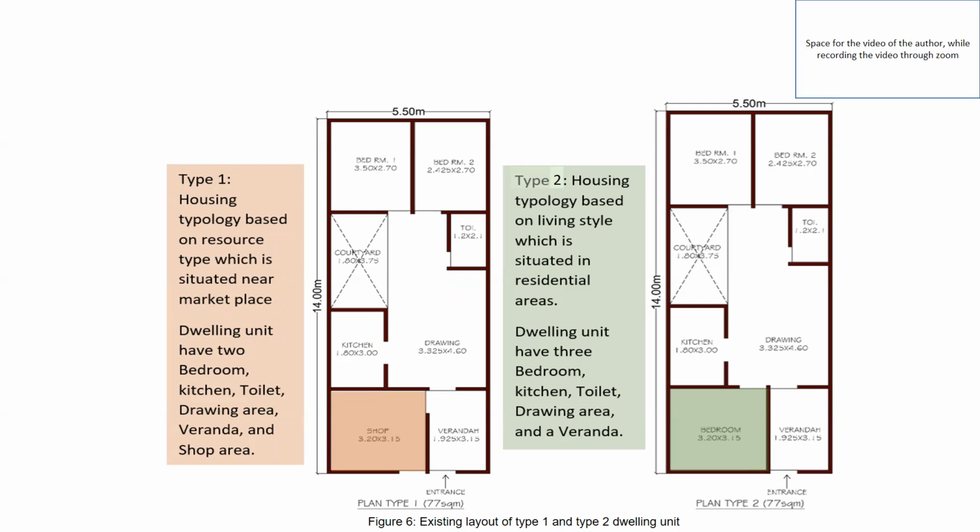Here are type 1 and type 2. Basically, the difference between those has been added in the commercial dwelling units. The main difference has been shown in the slides.